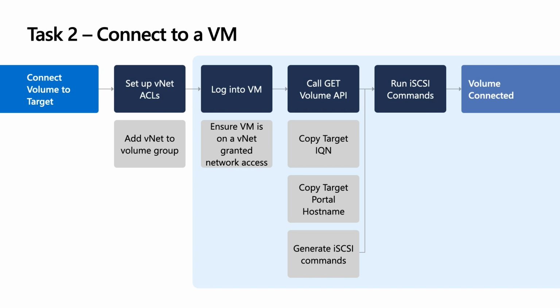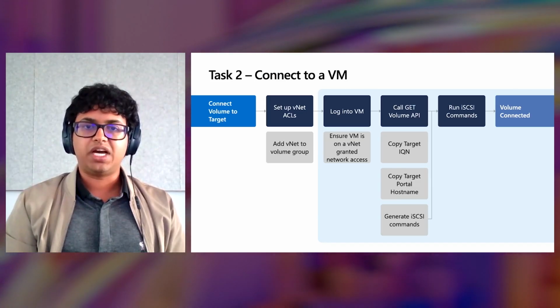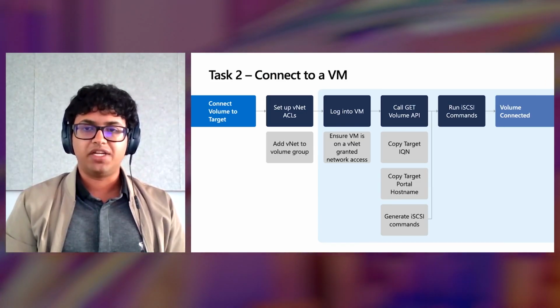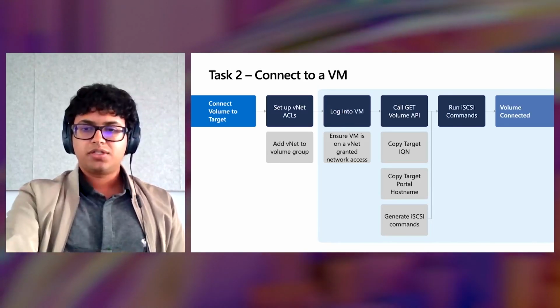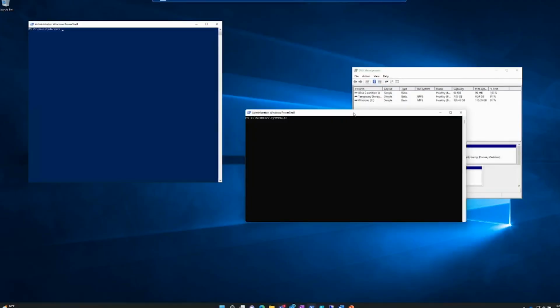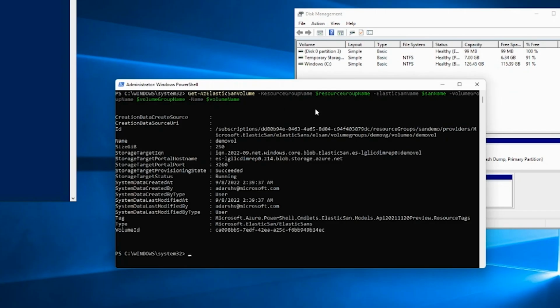For reference, volumes on Elastic SAN need to be accessed via the iSCSI protocol, and you need to use the IQN, the iSCSI qualified name, to gain this access. So moving on to the actual demo. As you can see, I start off by calling the getVolume API. We're going to be pulling out the storage target IQN, the storage target portal hostname, and the port itself. We will be using these three parameters to generate our iSCSI commands.